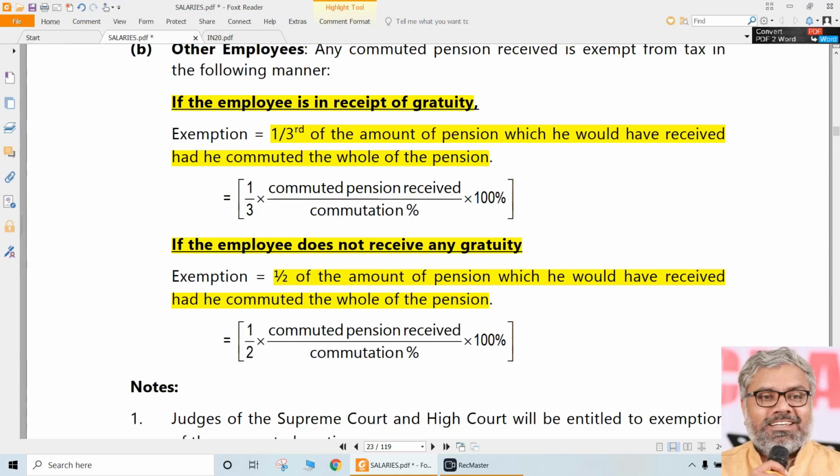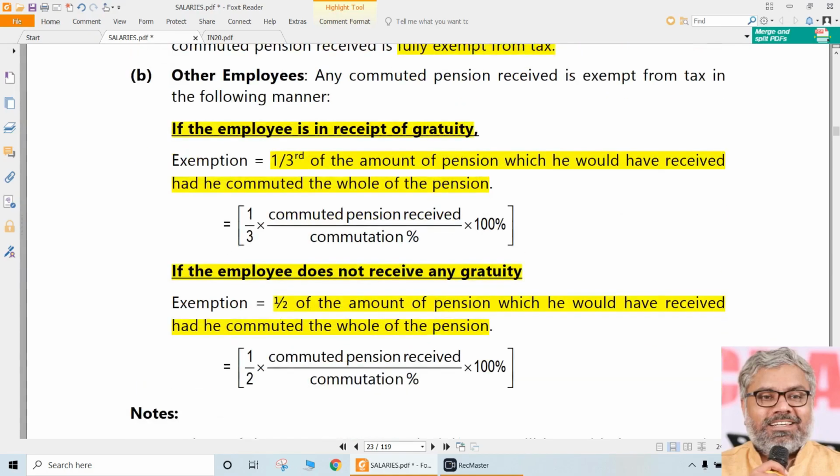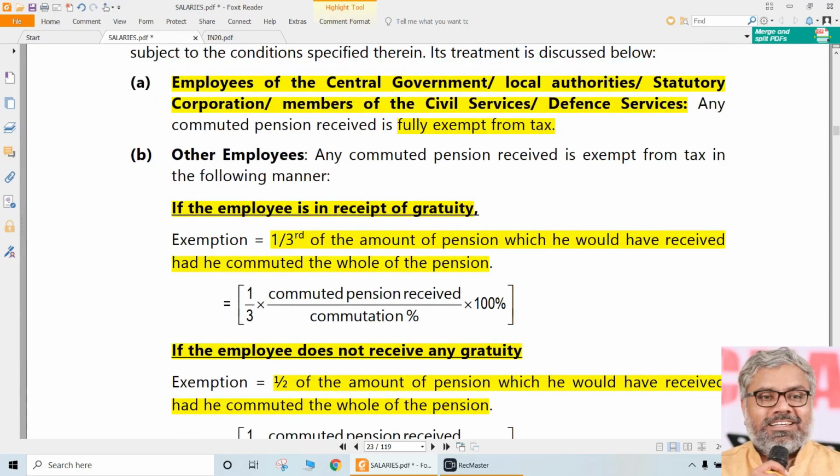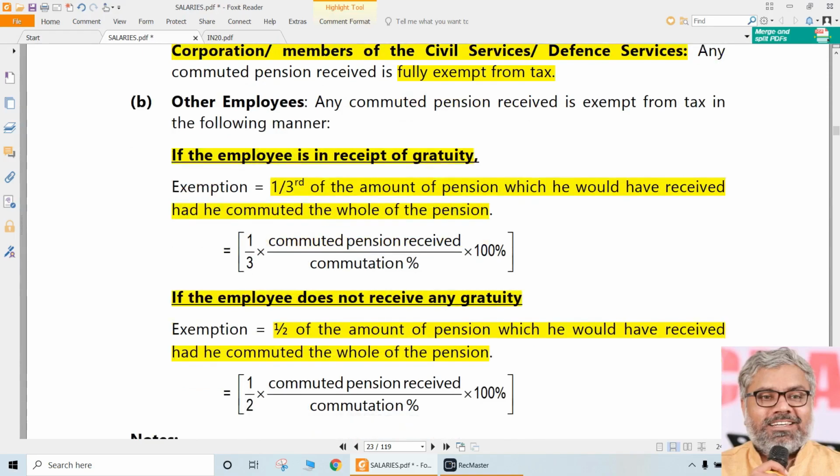Had he means if he. If at all he commuted the whole of the pension, how much commuted pension would he have received if he commuted 100% of it? That we should first calculate. Half of that is given as exemption in this case, if the employee did not receive any gratuity. If he received gratuity, 1/3 of that will be given as exemption. If the employee did not receive gratuity, half of that will be given as exemption, and naturally only one of them will apply.